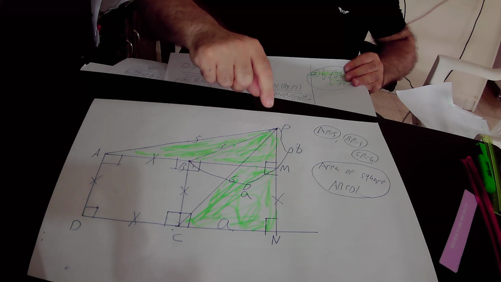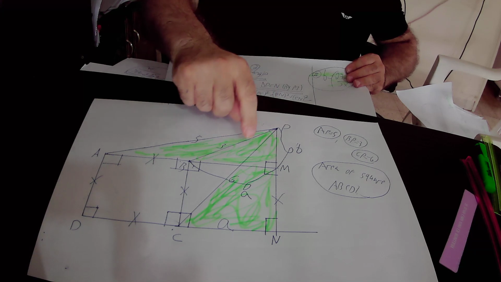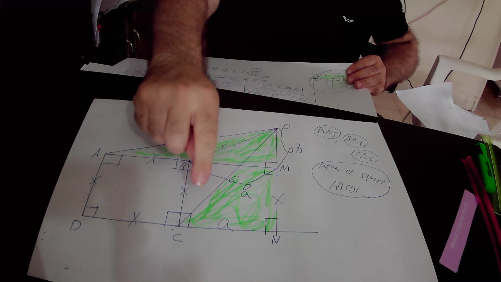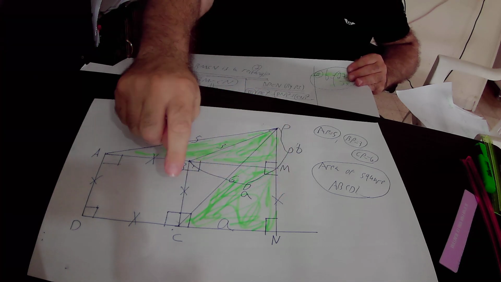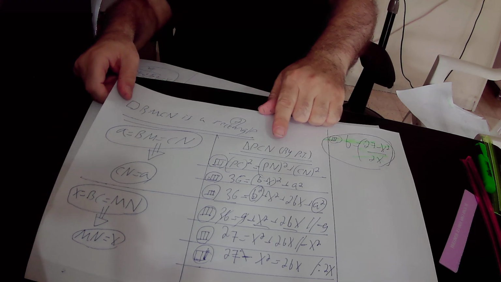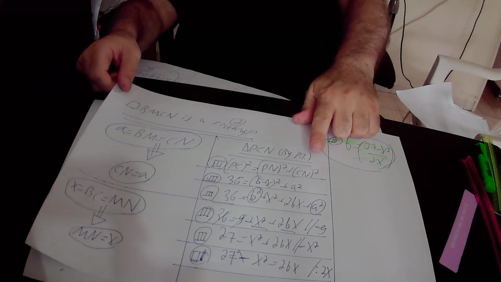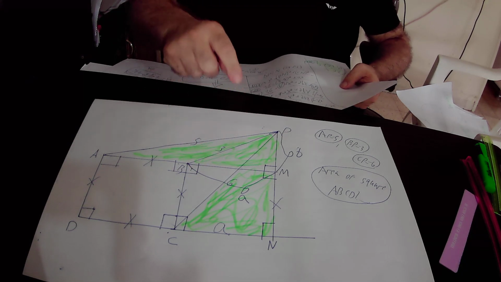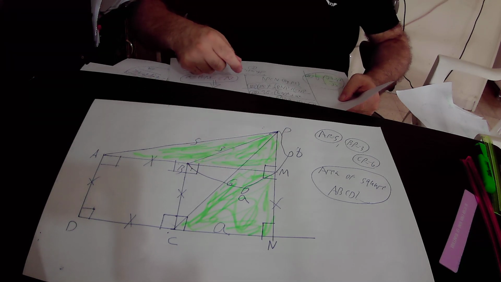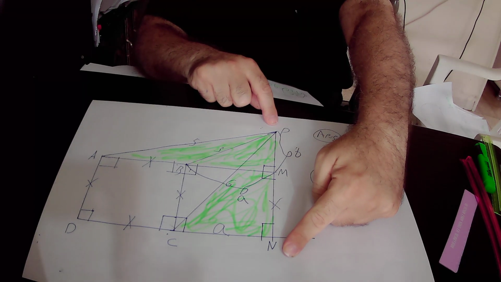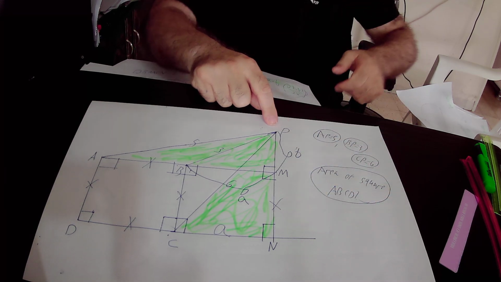Then we implemented the Pythagoras theorem on the right triangle PCN. In the right triangle PCN, PC squared equals PN squared plus CN squared. PC is 6, therefore PC squared is 6 squared, that is 36. And it is equal to PN squared. What is the value of PN? PN equals b plus x, therefore PN squared is (b plus x) squared.